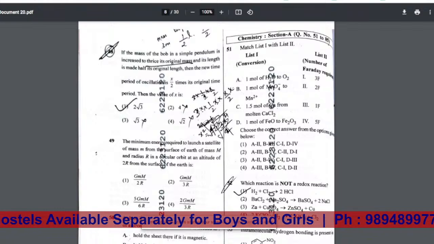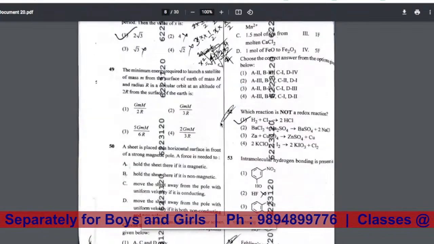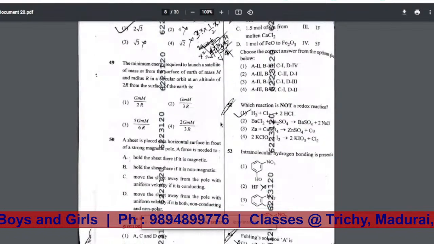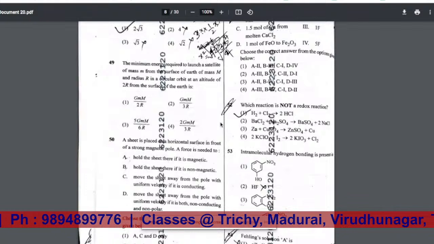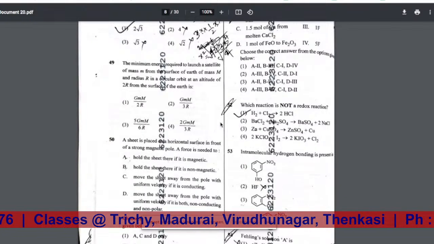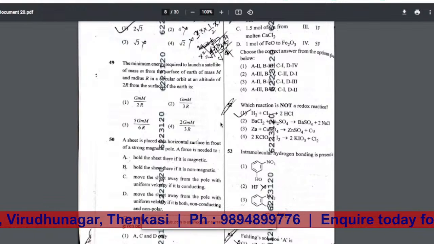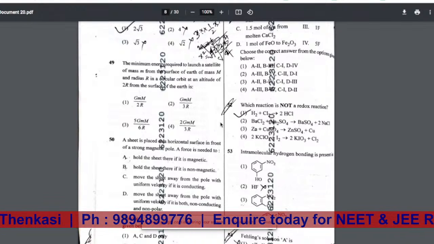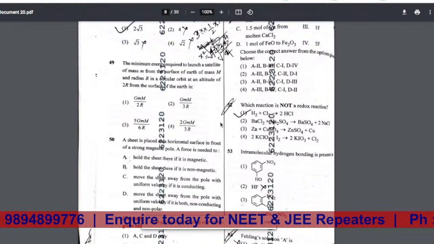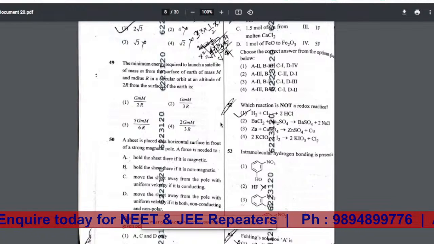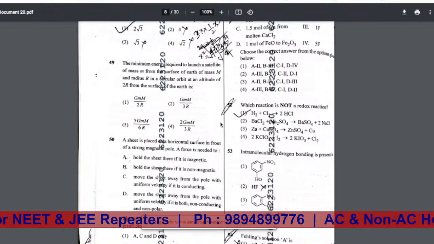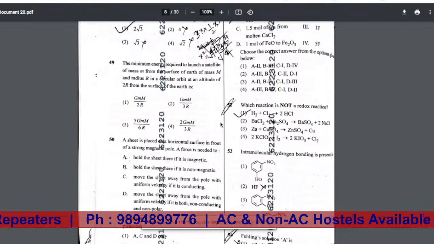Now, question number 52. Question number 52 is, which reaction is not a redox reaction? First is H2 plus Cl2 gives 2 times HCl. How to check whether a reaction is a redox reaction or not? So the concept is, we have to check their oxidation states. If oxidation states changed from reactant to product, we can say the reaction is a redox reaction.